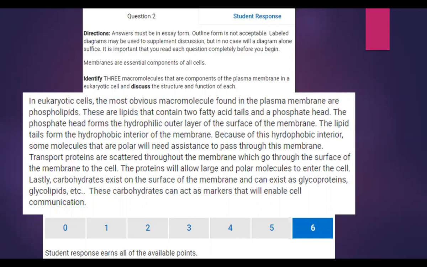Proteins are scattered throughout the membrane, which go through the surface of the membrane to the cell. Okay, so that's a structure point. Proteins allow large polar molecules to enter, 2nd point. Okay, so that's 4 points so far they've gotten. All right, lastly, carbohydrates that exist on the surface of membranes and can exist as glycoproteins or glycolipids. That's a structure point. Okay? These carbohydrates act as markers and enable cell communication. That is a function point. So for each of these, you needed the name, the structure, and the function for all 3. There were no points for just giving the name without structure or function on it.